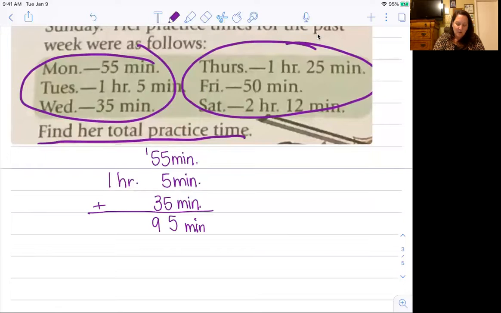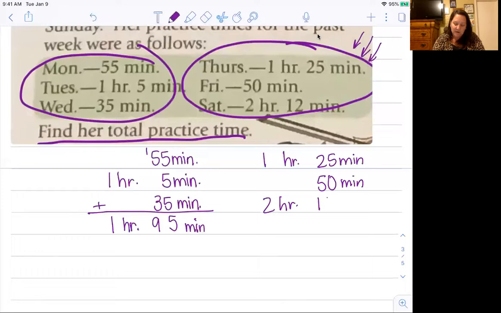95 minutes, 1 hour. Now I know we need to convert, but we're going to wait, okay? Then let's do the second column, which is right here. Look at my arrows right here. 1 hour, 25 minutes, plus 50 minutes, plus 2 hours, 12 minutes.